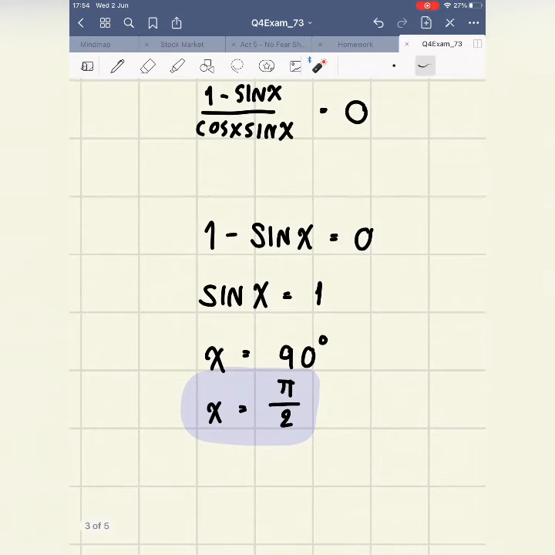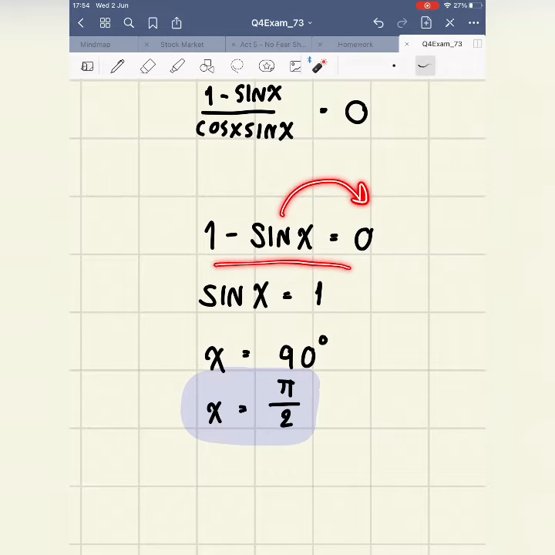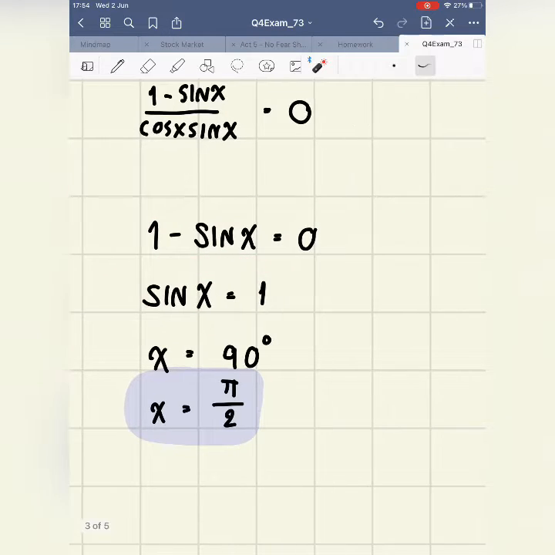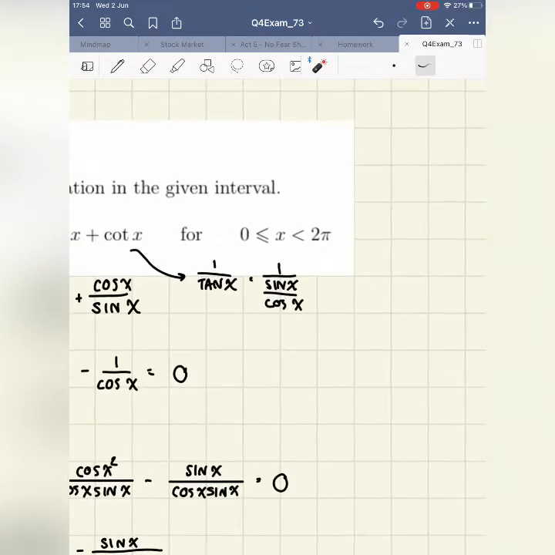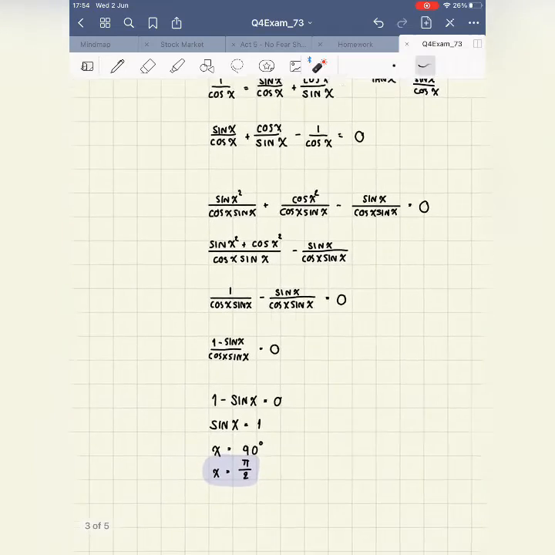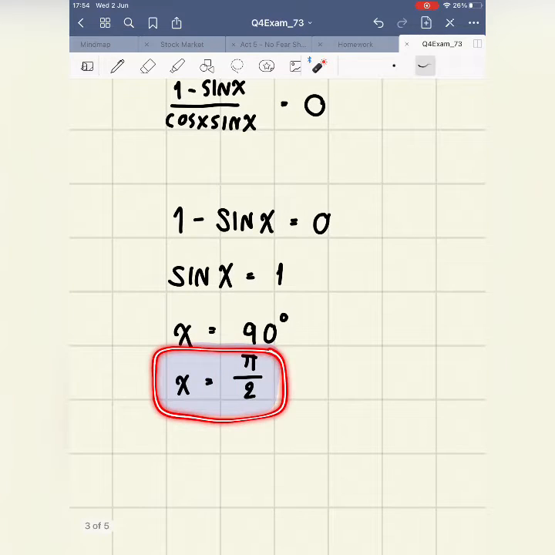And now we will get this equation. Move sin x to the other side, and we will get this. And we know that sin x equals 1, so x will definitely be equal to 90 degrees. But the question asks for the interval of 0 to 2 pi, and this is in radians. So we are going to change the degrees here into radians, and we will get pi over 2. So the final answer is going to be x equals pi over 2.